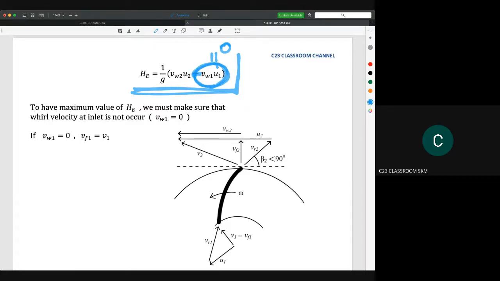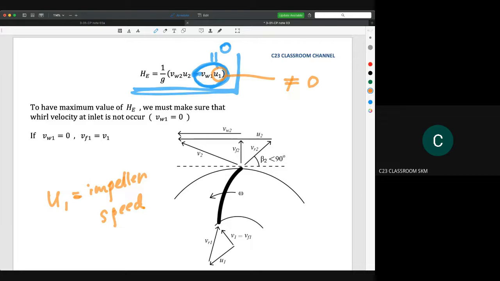In this term, we have V1 and we have U1. Between these two, we find that the value of U1 cannot be 0. U1 actually reflects the impeller speed, because it is the tangential speed relative to the impeller. If U1 is equal to 0, it means the impeller is not moving, so it is impossible to get U1 equal to 0.